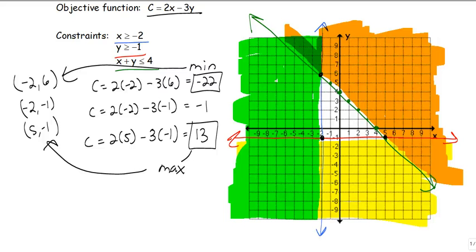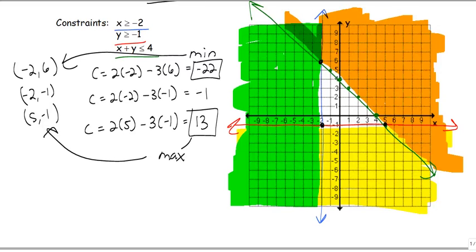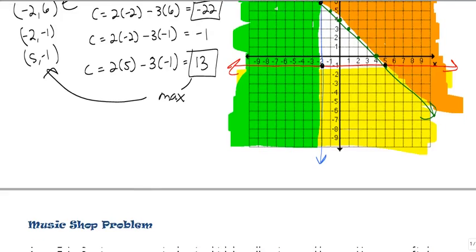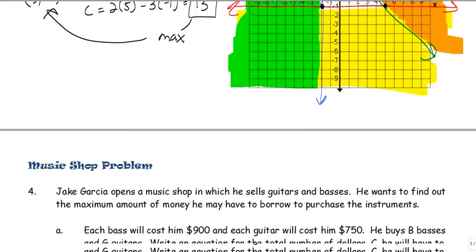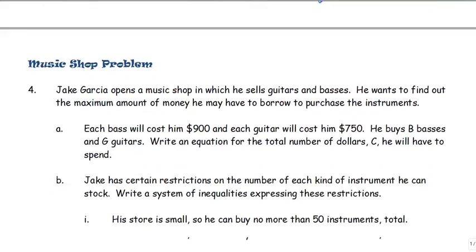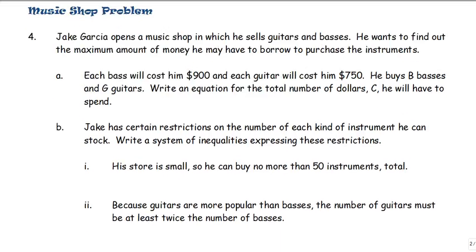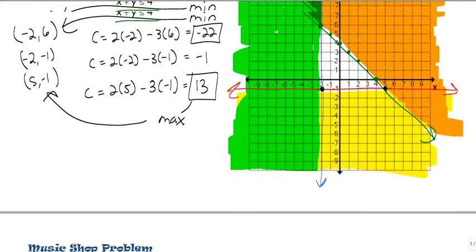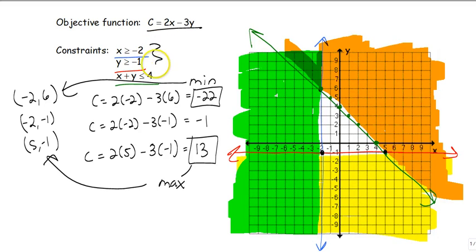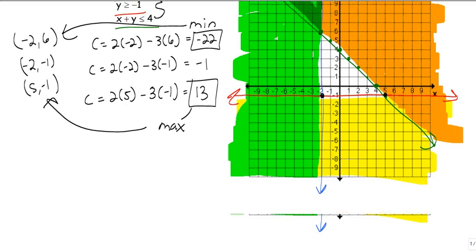Alright, so we're going to use that reasoning to actually do this next problem. And now this is the one where it's a big problem, so you guys will want to take a piece of that graph paper probably off the back of your packet right now. And you're going to need to have that separate just so you can work on this. So, the music shop problem. The key to this is we need to come up with all these inequalities. See how I gave you these 3 right here? Well, in our problem, we have to come up with that.